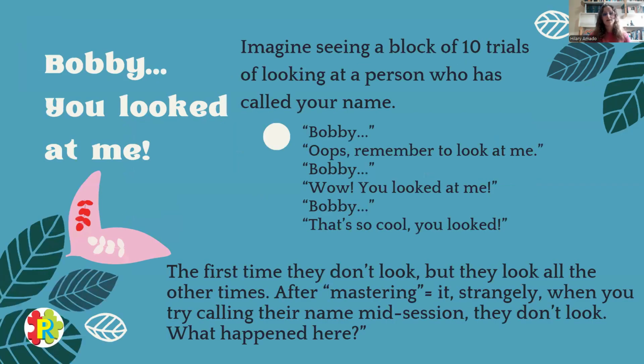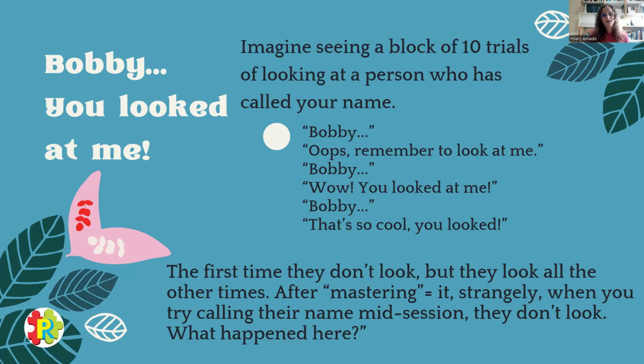So imagine seeing a block of 10 trials of looking at a person who has called your name. Okay, so you say the kid's name, he has to look at you with eye contact to get it correct. So, Bobby, oops, remember to look at me. Bobby, you looked at me. Bobby, that's so cool, you looked. So the first time they don't do it, but then they look at you all the other times. So after quote unquote mastering it, strangely, you try calling their name mid-session and they don't look.